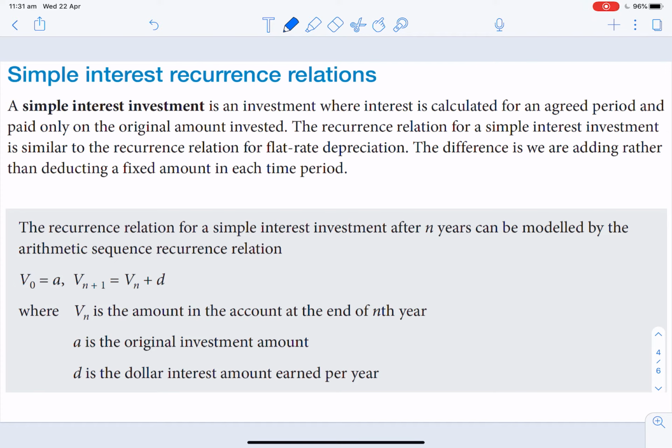A simple interest investment is an investment where interest is calculated for an agreed period and paid only on the original amount invested. The recurrence relation for a simple interest investment is similar to the recurrence relation for flat rate depreciation. The difference is we are adding rather than deducting a fixed amount in each time period. So really, the only difference is instead of having a negative D, you've got a positive D. So the recurrence relation for a simple interest investment after n years can be modelled by the arithmetic sequence recurrence relation: V of 0 equals A, V of n plus 1 equals V of n plus D.